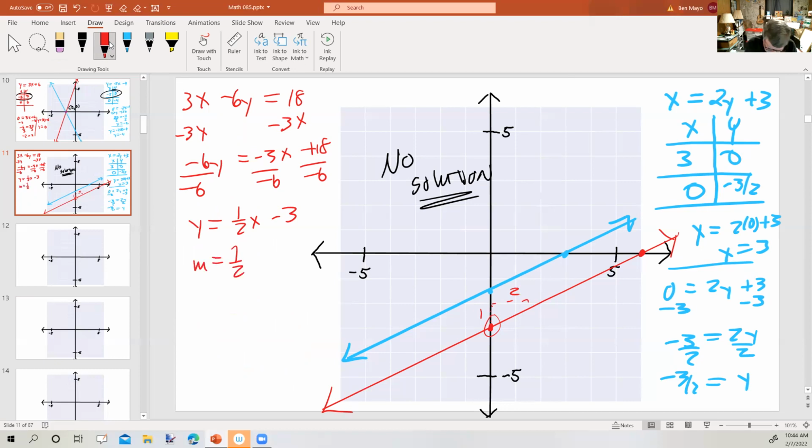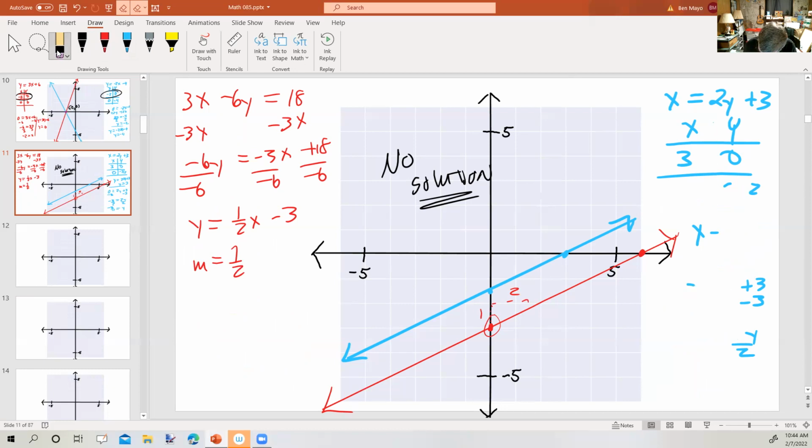Okay, let's take the blue equation and let's put it in slope-intercept form.